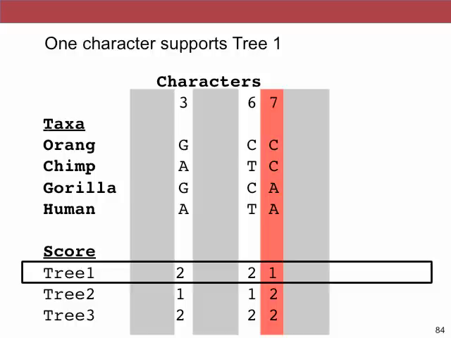So for our data, here we had 3 informative characters. 2 of them said tree 2 was the best tree. 1 of them said tree 1 is the best tree. When we add up the scores, tree 2 wins. But not all of the characters support tree 2.